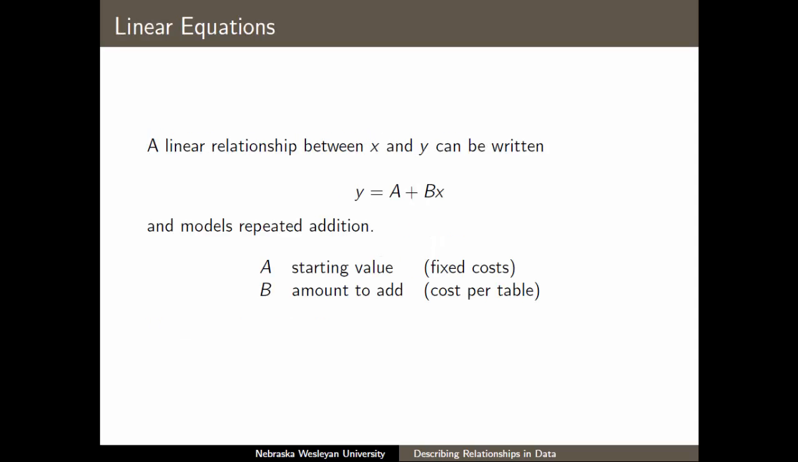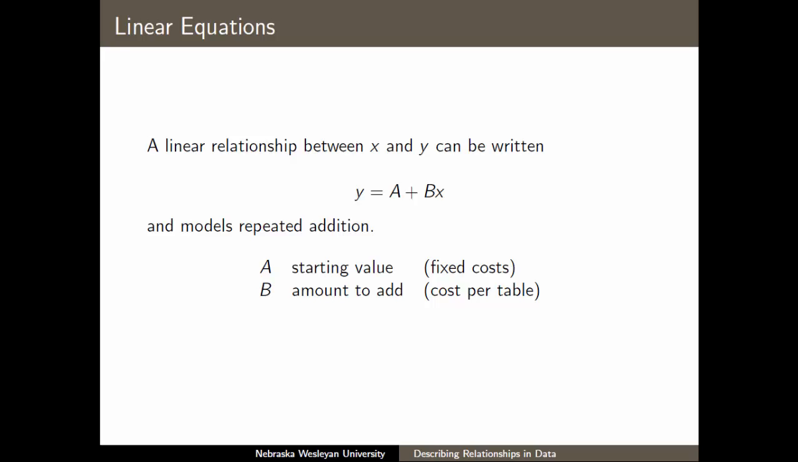This particular example exhibited a linear relationship between the number of tables we can produce and the cost of producing those tables. We'll talk more about these kinds of equations later in the course, but for now we can just say that a linear equation models repeated addition of a constant value. That is, just like we noticed in this example, we added 12 every time we created another table. That's the repeated addition that we're trying to model.